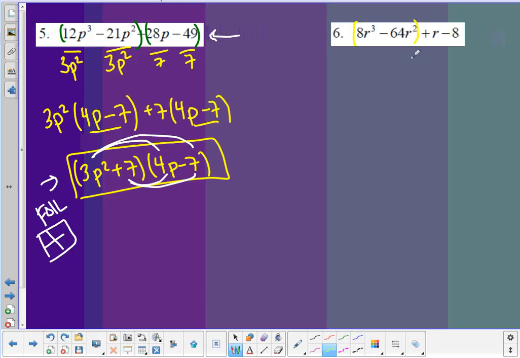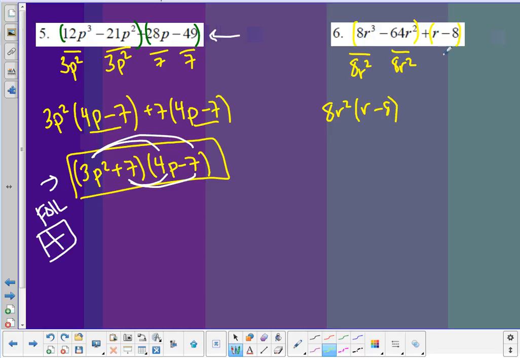This one, number 6, 8r to the third minus 64r squared plus r minus 8. So from 8r to the third minus 64r squared, I can take out an 8r squared. From 64r squared, 8r squared. So that's 8r squared out front. And then that leaves me with 1r and minus 8.